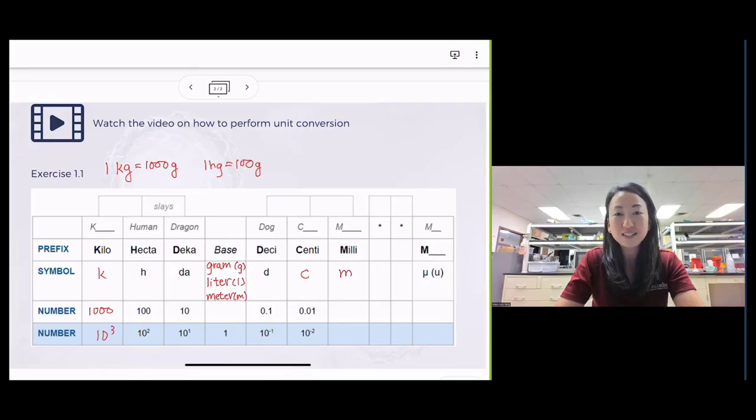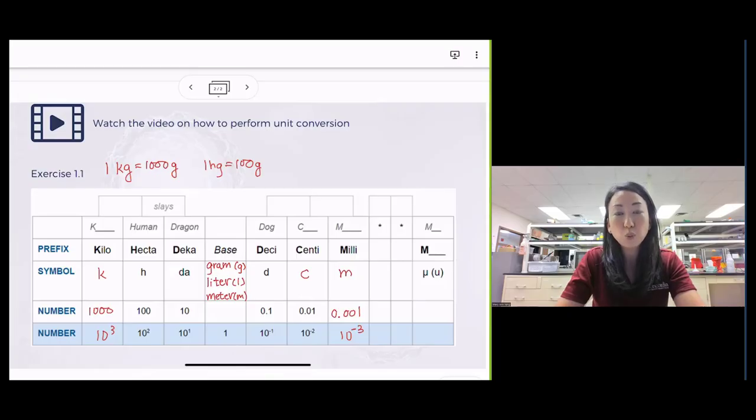Can you figure out the number for milli? Yes, it is 0.001, so 1/1,000 of a unit, or 10 to the negative 3. This means when you hear milligram during lab, it is 1/1,000 of a gram.